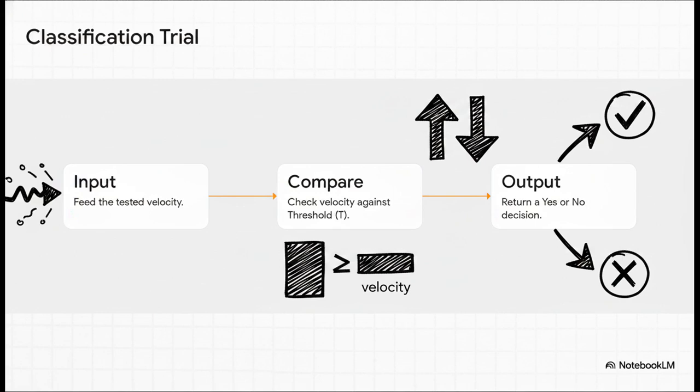First off, we feed the model our tested velocity. Second, the model compares that velocity to its current internal threshold, which we'll just call t. And finally, it outputs its decision. If the input is higher than the threshold, boom, it says yes. If not, it says no.